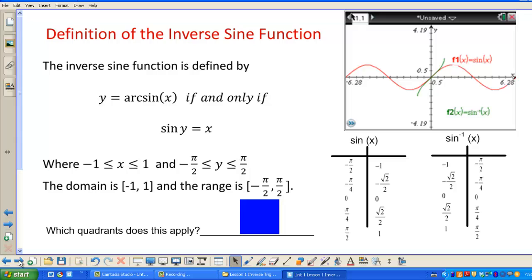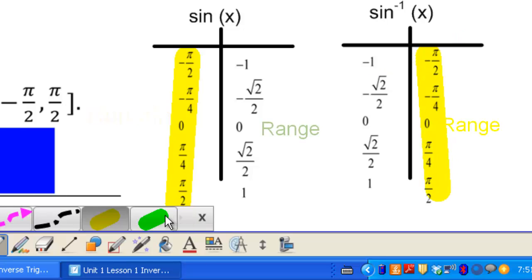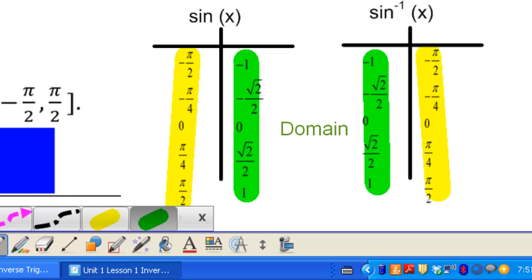Here's the definition of the inverse sine function. The inverse sine function is defined as y equals arc sine of x if and only if, notice, we switch the x and the y. So with the regular sine of x, the regular sine curve, not the inverse, we might input angles. They become the range of the inverse. On the regular sine curve, we output values. They become the domain of the inverse.